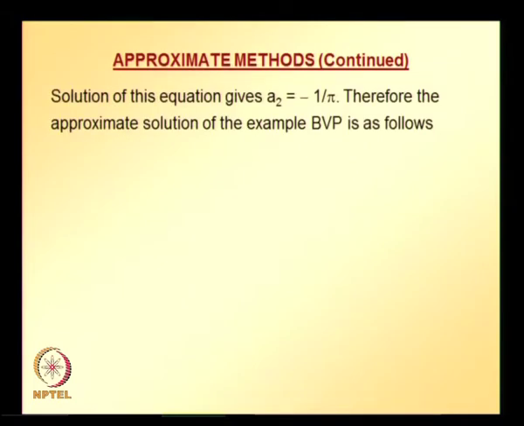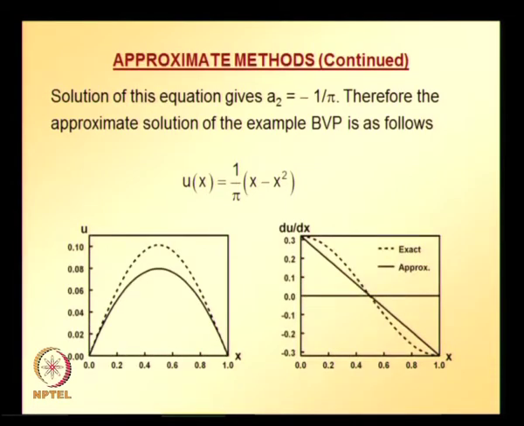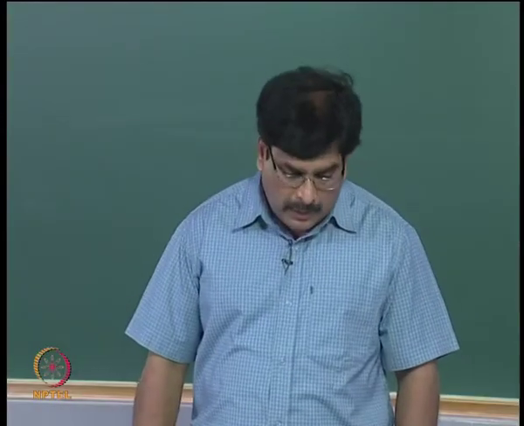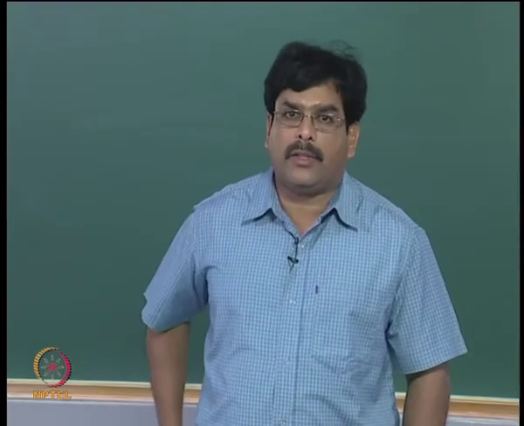This A2 we can substitute back into the admissible trial solution to get the approximate solution of the boundary value problem. How this approximate solution matches with the exact solution, we can get an idea if we plot the approximate and exact solutions for this particular problem. Please note that this approximate solution is based on the least square weighted residual method, starting with a quadratic trial solution, that you need to keep in mind.